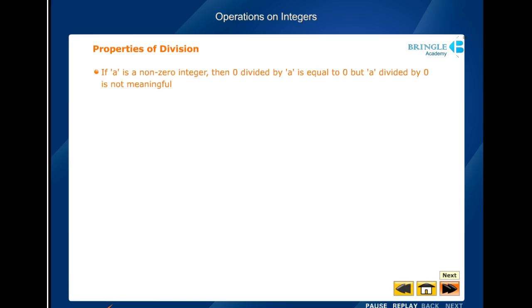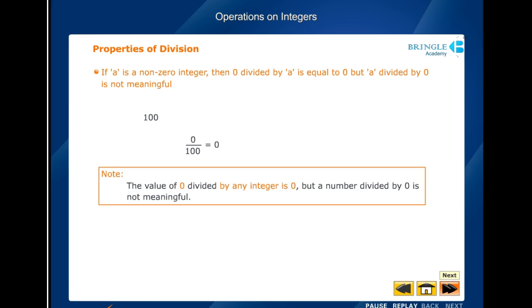If a is a non-zero integer, then 0 divided by a is equal to 0. But a divided by 0 is not meaningful. Consider the integer 100. Divide 0 by it. The quotient is also 0. This shows that when 0 is divided by any non-zero integer, the resulting value is also 0. Note: the value of 0 divided by any integer is 0, but a number divided by 0 is not meaningful.